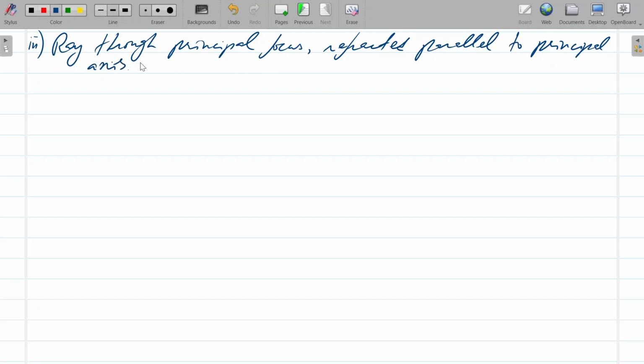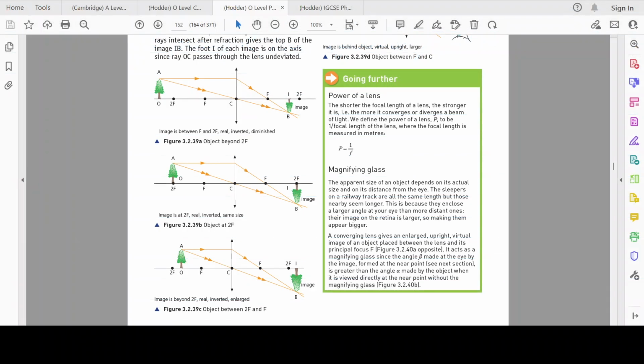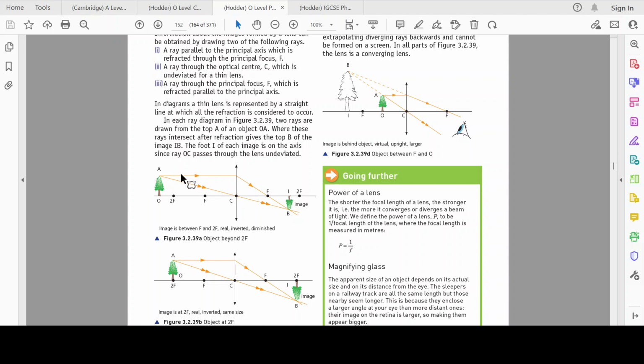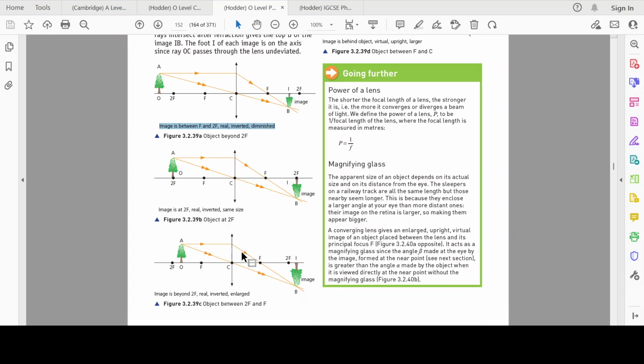Okay, now obviously theoretically this makes no sense to us. So let's look at the images, the illustrations. Here we are. Can you see that? Okay.